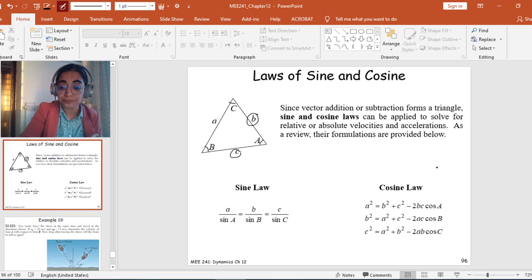In cosine law, a squared, so this side squared, will be equal to, and this is also very easy to memorize, a squared equals b squared plus c squared minus 2bc cosine A, cosine the angle between b and c. And similarly, b squared will be a squared plus c squared minus 2 times the product of a and c times cosine the angle between them, and so on. So c squared has also the same respective equation. So this is for the relative motion. Be ready for the examples that we're going to solve in the solving problem session. Thank you.